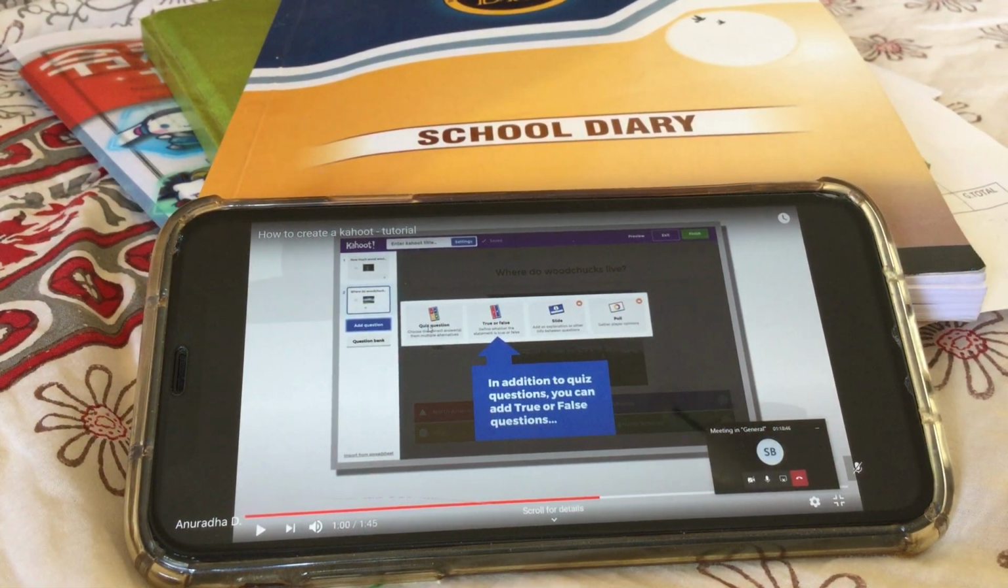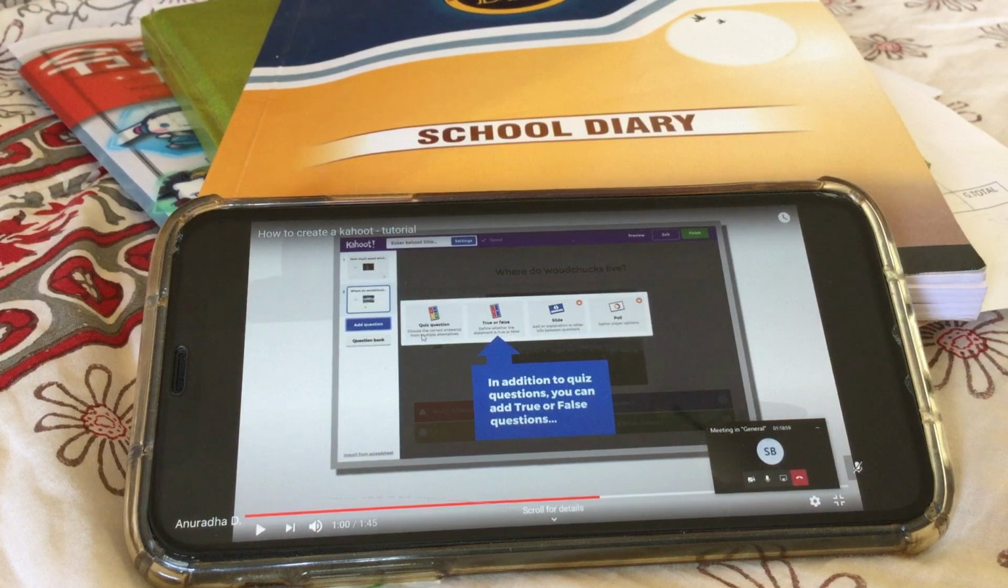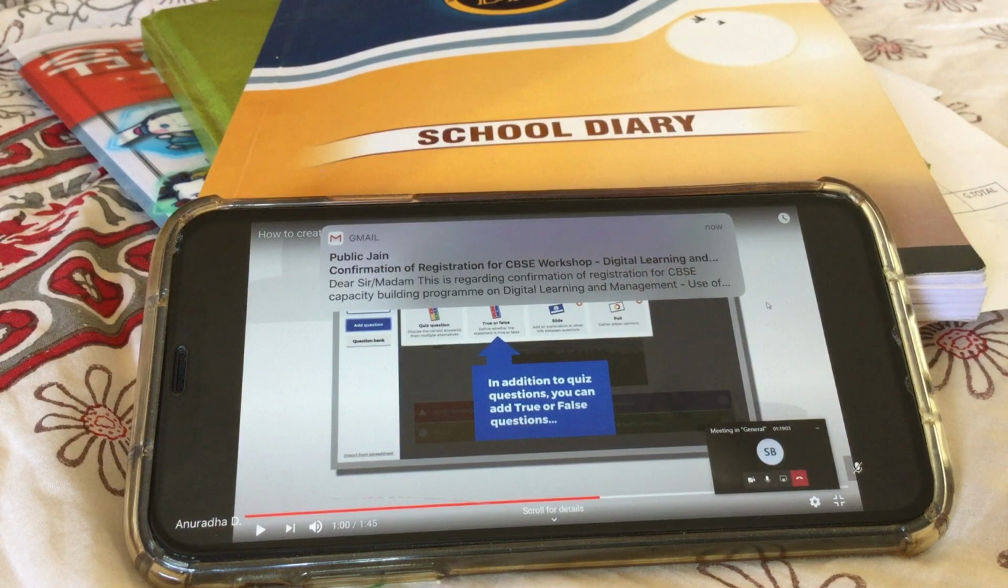You can conduct it as a quiz. You can have true or false questions. And you can keep it for teaching also. You can add a slide and teach, and you can also conduct surveys using this Kahoot. You can add questions, and keep on adding questions.